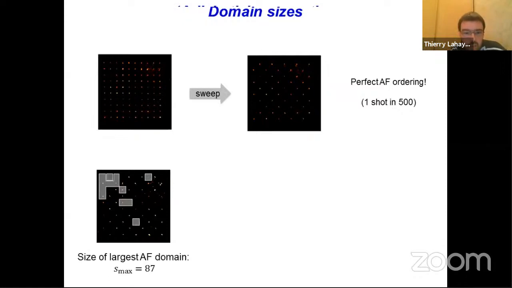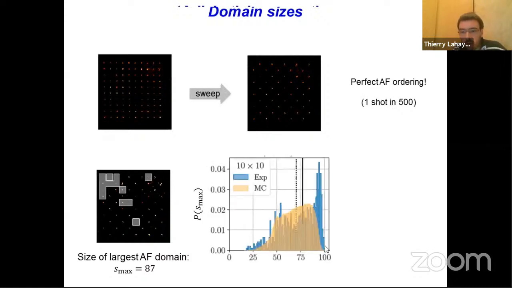And so you can spot those defects and classify the different snapshots by the size of the largest antiferromagnetic domain that you get. So in this case, for example, you have a pretty large antiferromagnetic domain with 87 atoms in it. And so you can do a histogram of that by repeating the experiment many times. These are the blue results. And you see that there is a very strong peak here, very close to 100.